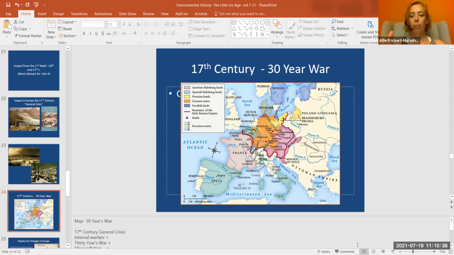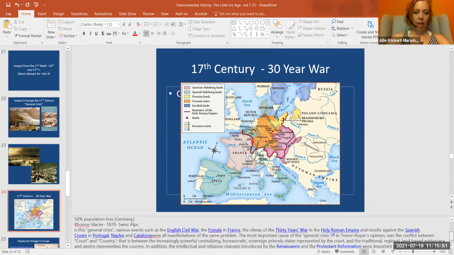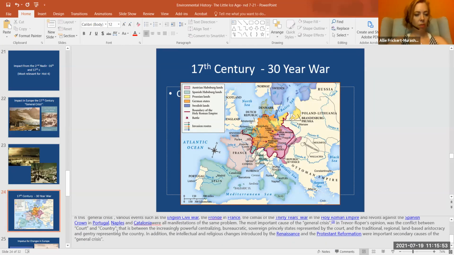It's a depletion of resources. It's a decline of agriculture. All of those things are causing states to scramble and to go to war with each other over resources, right? So that's sort of what's happening under the surface. I've got more information here. You can read that.